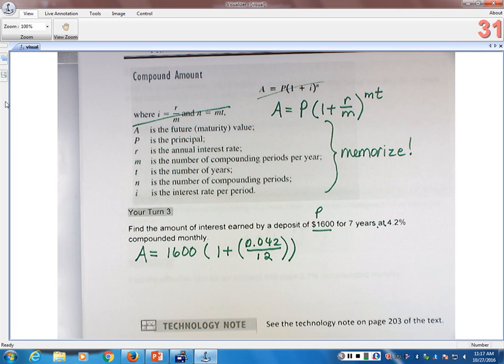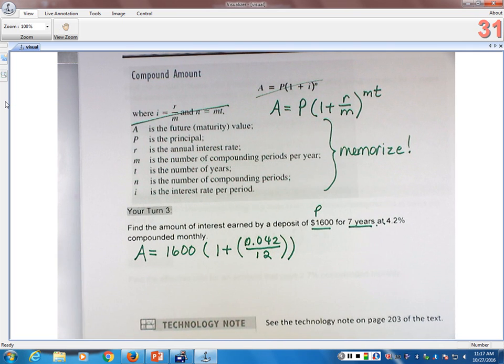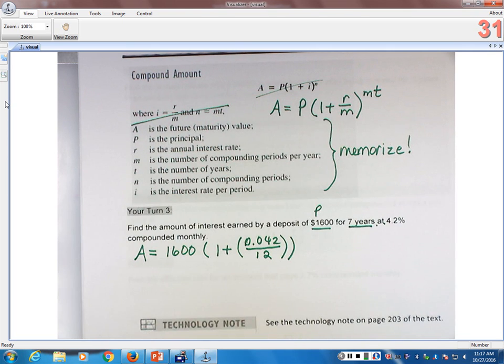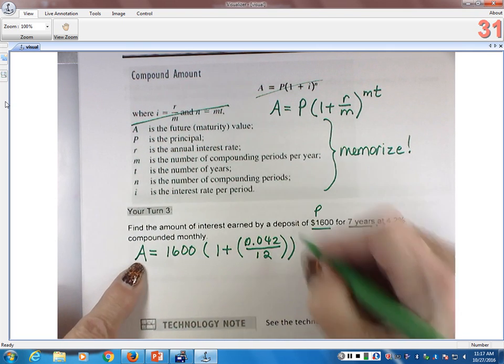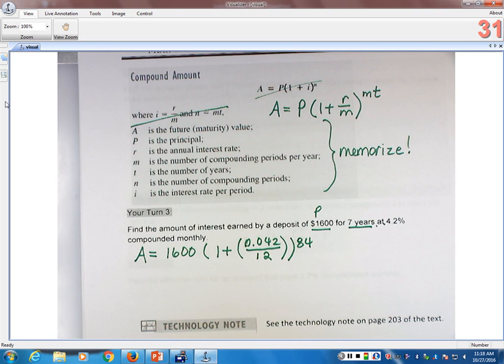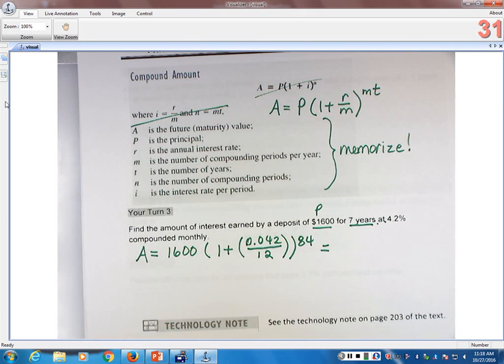Caleb, what's the value of T in this case? 7. Okay. And if it's compounded 7 years monthly, then what's the value of MT going to be? 84. Say again? 84. Okay, good job. There's no need to actually write that part of the formula out unless you want to. So now we need to actually calculate the future value. So we're going to do that. We're going to have a calculator.